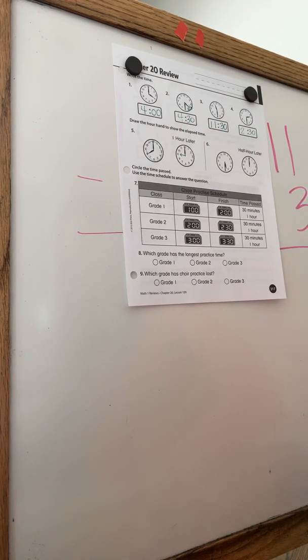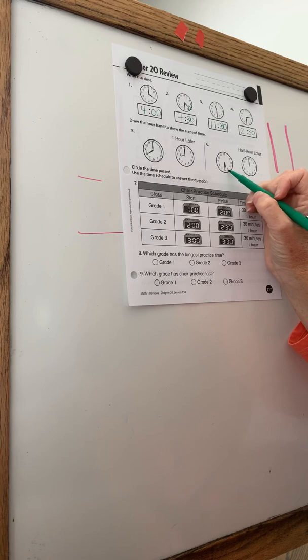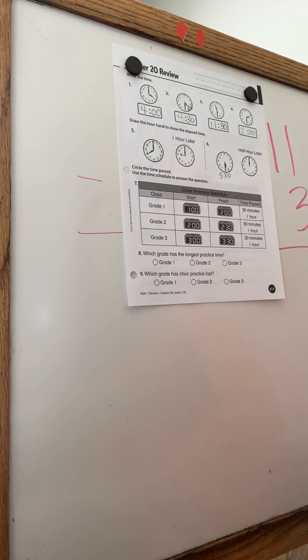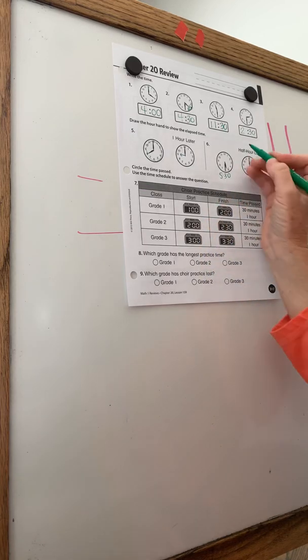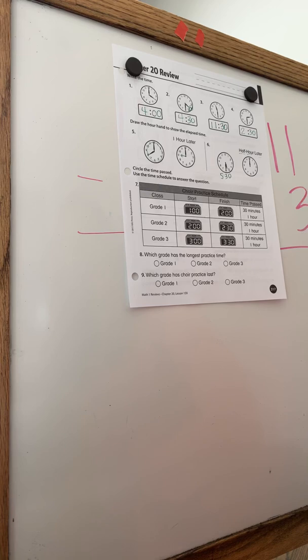And the time would be 9 o'clock. On this clock, we have 5 because it's between 5 and 6, but it hasn't yet got to the 6. So the hour is going to be 5, and the minutes are 30. And so if it's 5:30 and we want to do half an hour later, half an hour is 30 minutes.